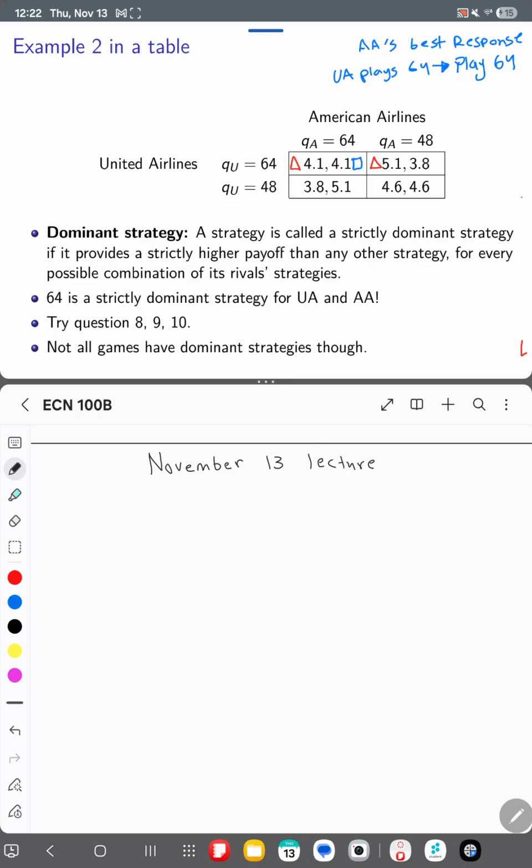That brings us to the last possible case. And this is when American Airlines is playing against United Airlines playing 48. Someone else? What would be the best response here?